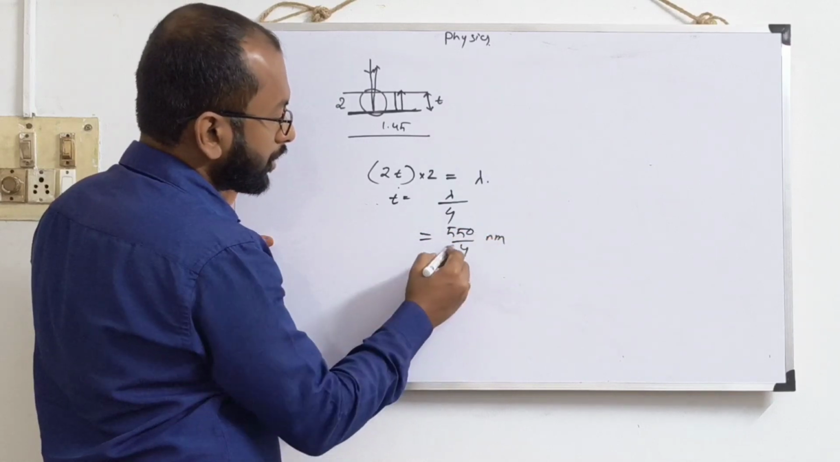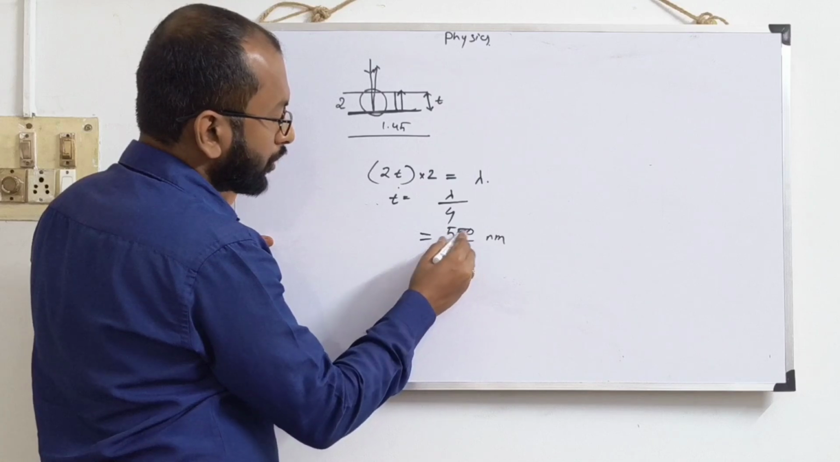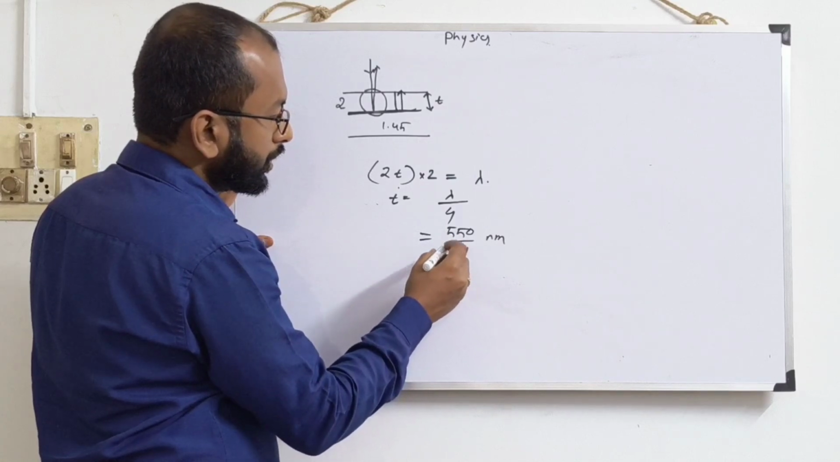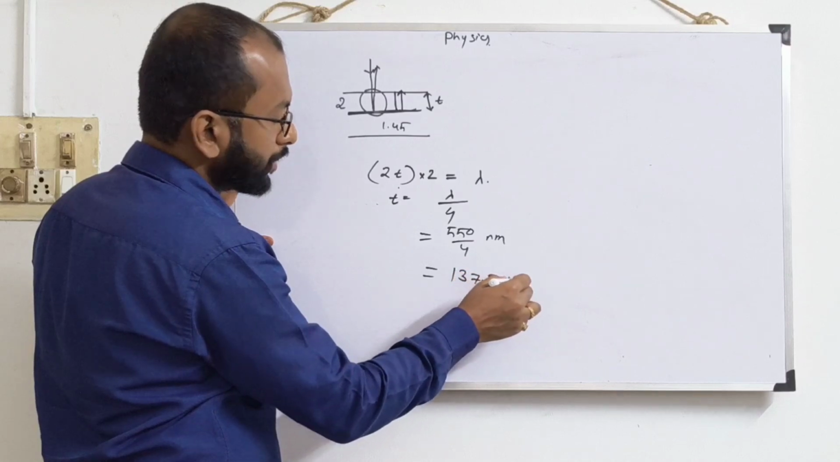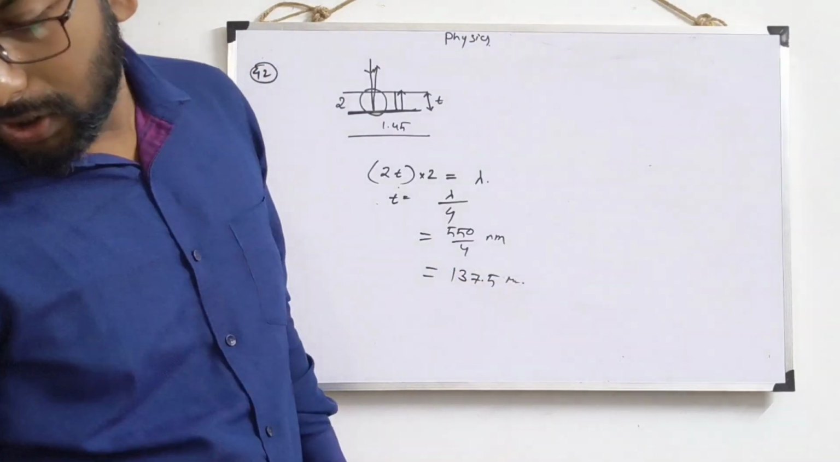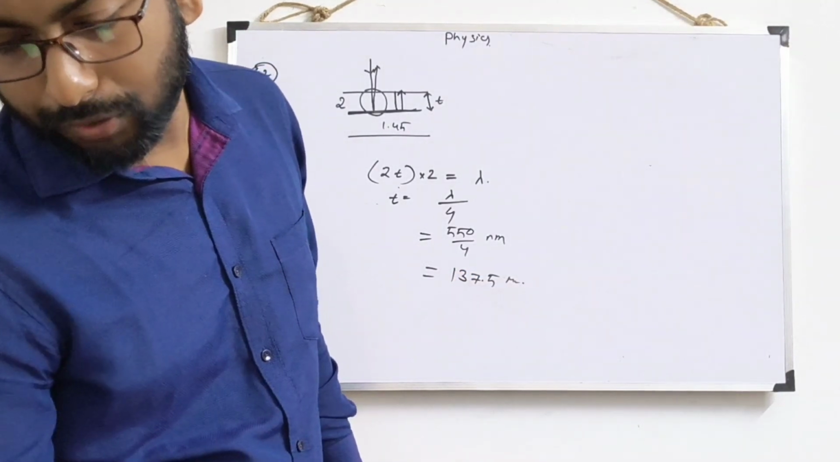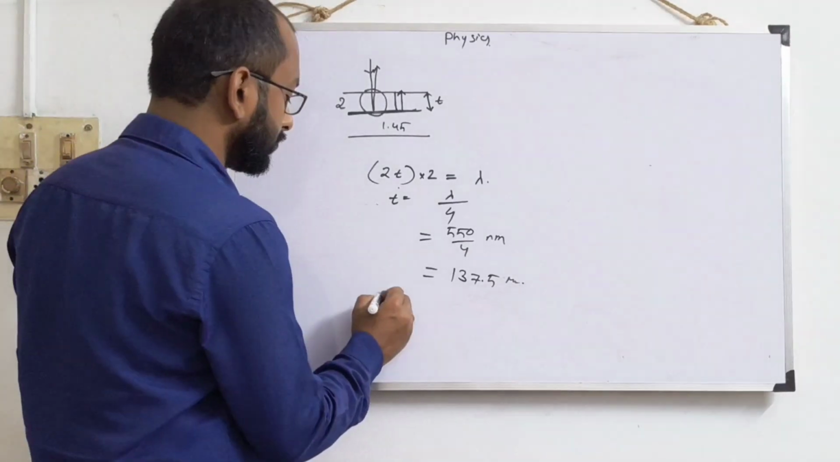So that is 137.5 nanometer. The answer is option number 3. Option number 3 is the answer.